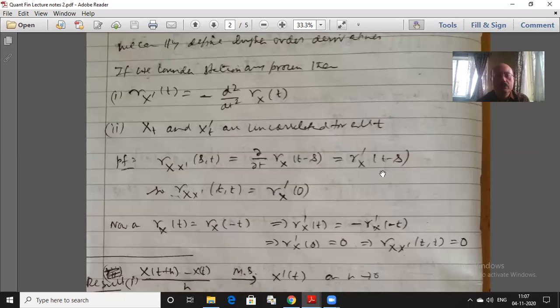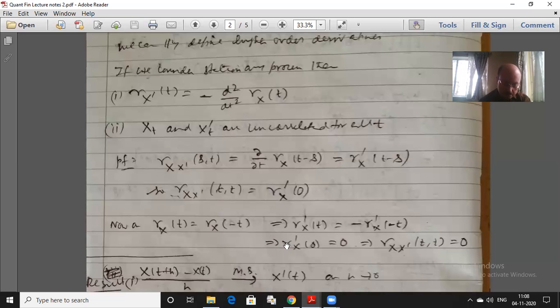So what I will do now is basically put s equal to t. So r of x x prime at t and t will be r prime x at 0. And because of symmetry, that will have to be 0. This is just the symmetry argument for stationary autocovariance functions. So I must have this quantity be 0, which means the left hand side also must be 0.